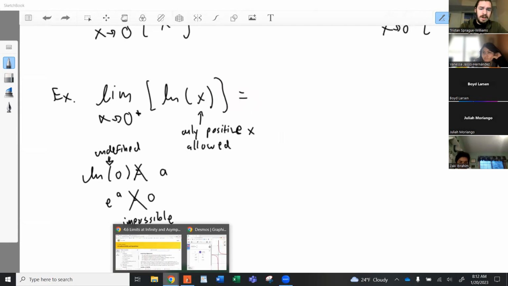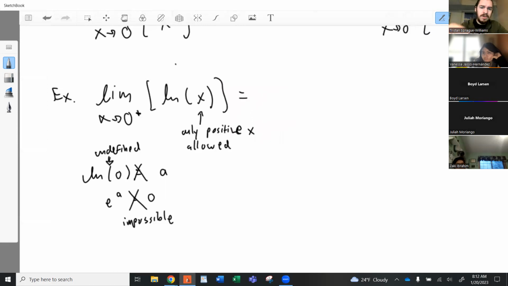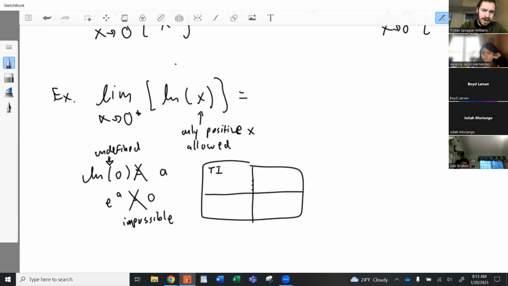So what does it do? Well, if we look at the graph, so hang on. Actually, something that happens a lot is if you graph this on a TI, you get something really not useful at all. On a TI, you get a graph that looks sort of like that.